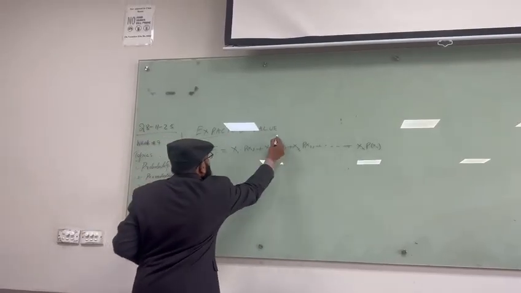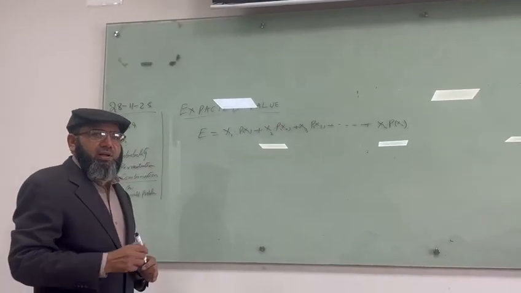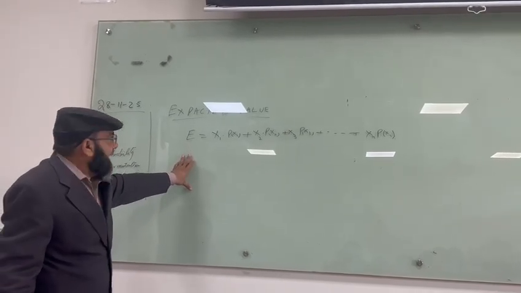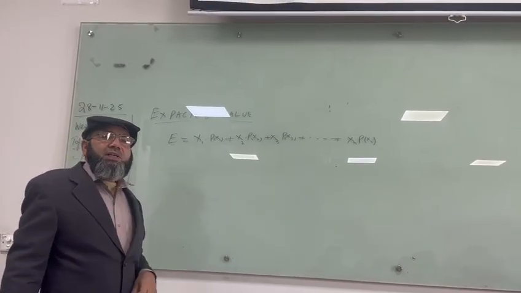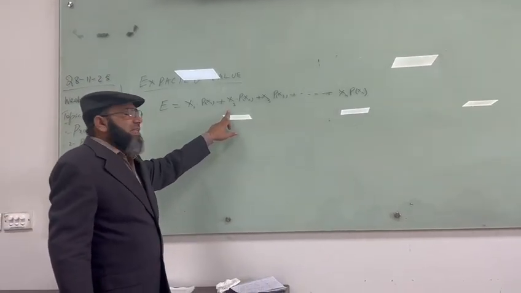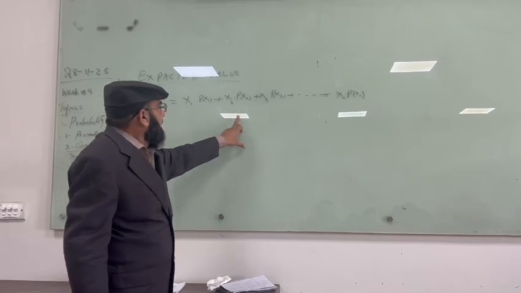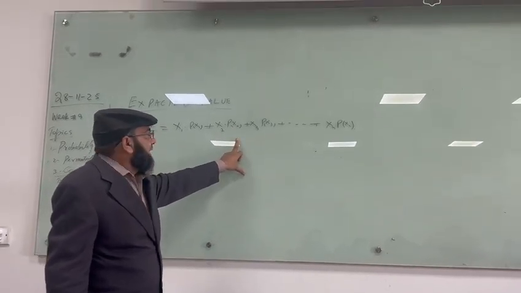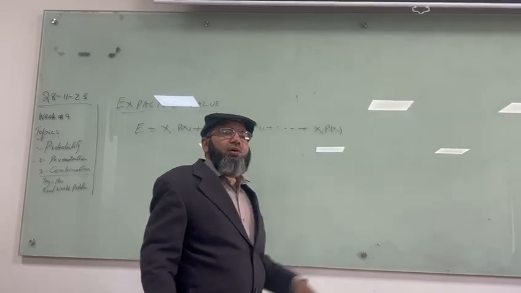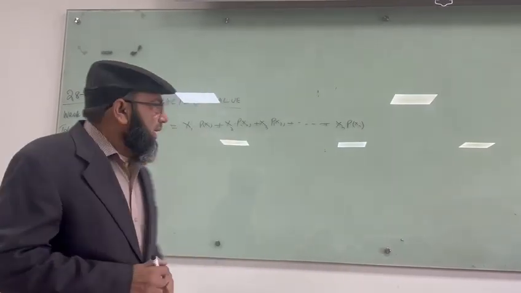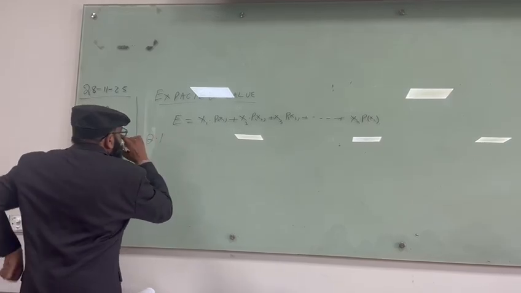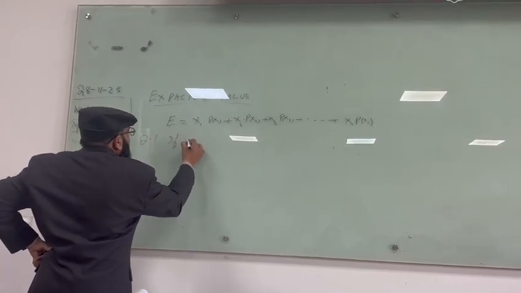Expected value in probability topics. E, capital E, is the expected value sign, and x1 is the first outcome, then the probability of the first outcome, plus x2, the second outcome, and the probability of the second outcome. Similarly, the nth outcome and the probability of the nth outcome.